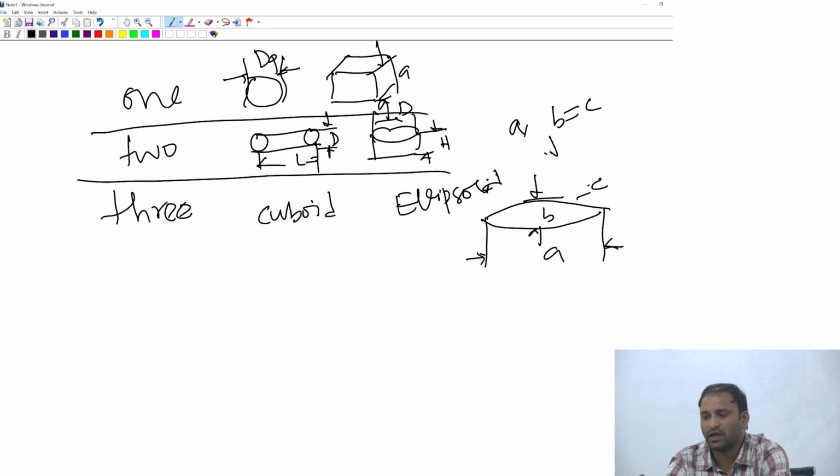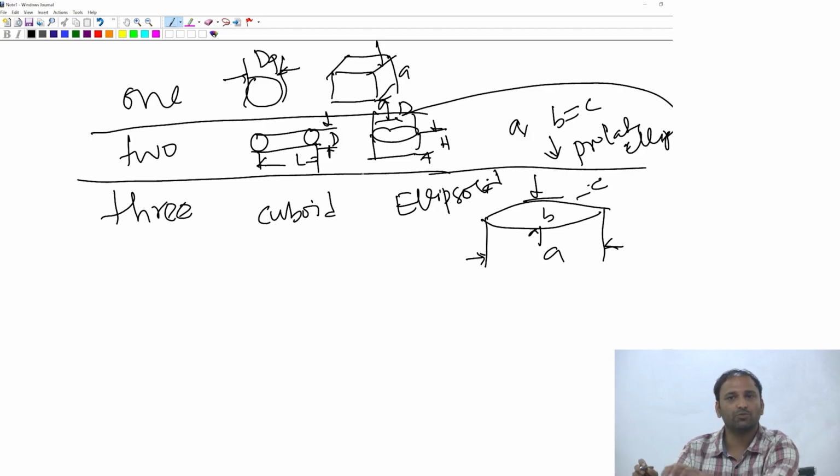If you have a case where A and B are equal to C, that's an example of something called a prolate ellipsoid, right? If it's a prolate ellipsoid, then of course you need only two dimensions, because the two dimensions are the same and the length is different. That's an example of a prolate ellipsoid. However, if you take a general case of ellipsoid, you would have to identify three dimensions and specify them for it to be completely characterized.